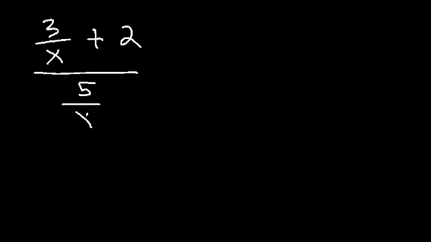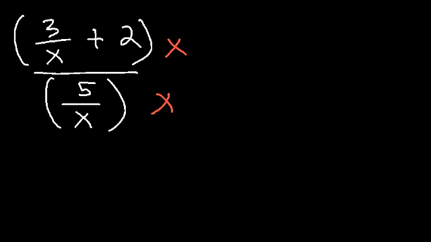Now what if you have a complex fraction that looks like this? 3 divided by x plus 2 divided by 5 over x. So you don't want to use the keep, change, flip thing. You want to do something else. You want to clear away the mini fractions within the larger fraction. Notice the denominator of these two smaller fractions. It's x. So you want to multiply the top part of the big fraction and the bottom part by x.